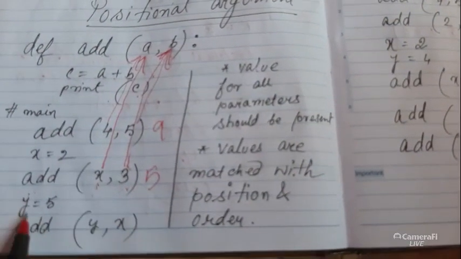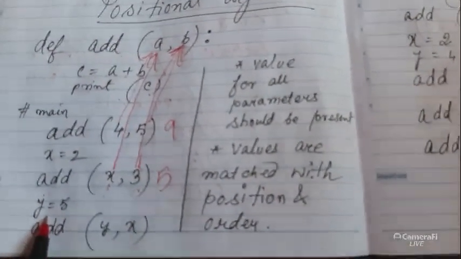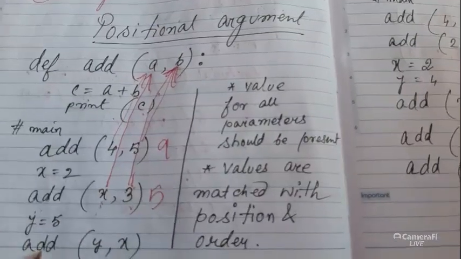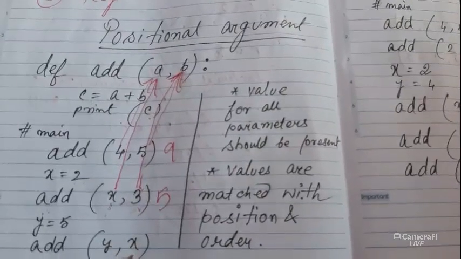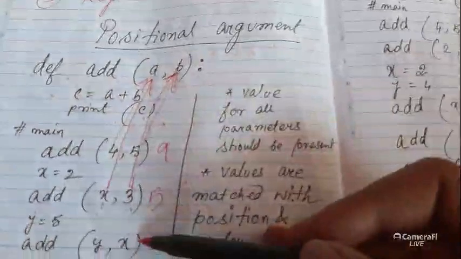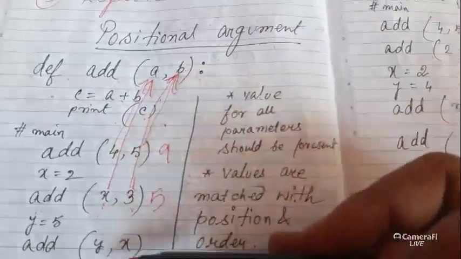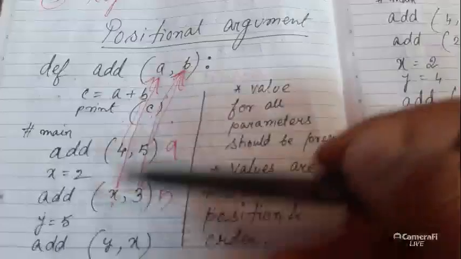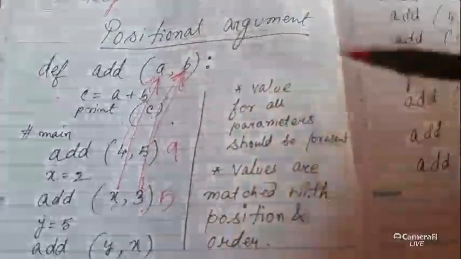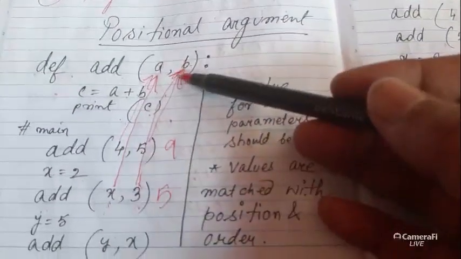Then the third one, y equals 5, and add y comma x. Now here you can see x becomes the second argument. So obviously x will go to b, and y will go to a.